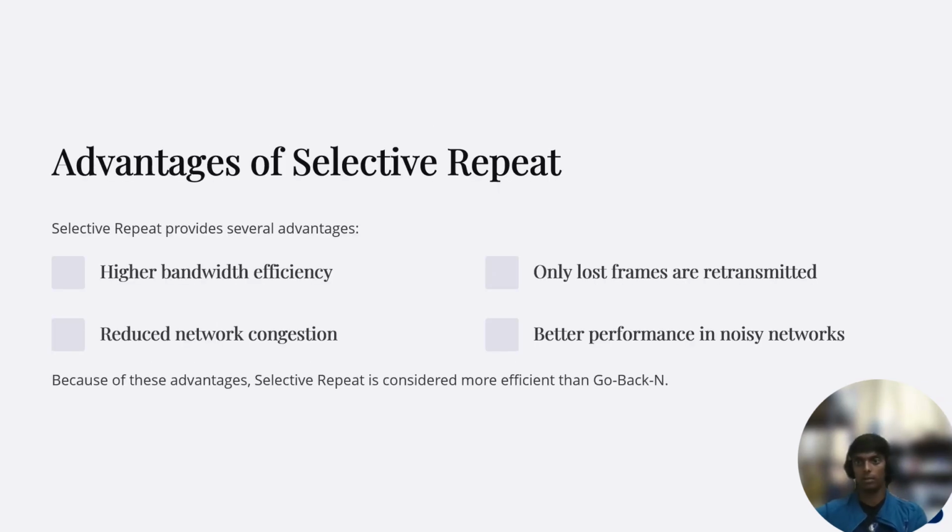So now let us see the advantages of selective repeat. Selective repeat provides several advantages. It provides bandwidth efficiency because only lost frames are retransmitted. It reduces network congestion and unnecessary data transmissions. It also performs well in networks where transmission errors occur frequently. Because of these benefits, selective repeat is considered more efficient than go back N.